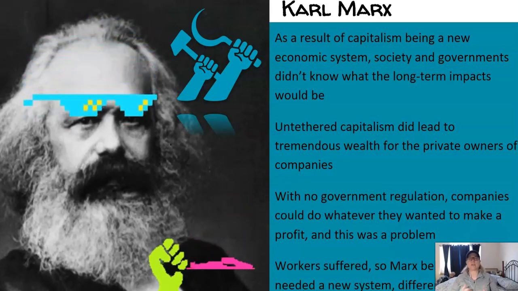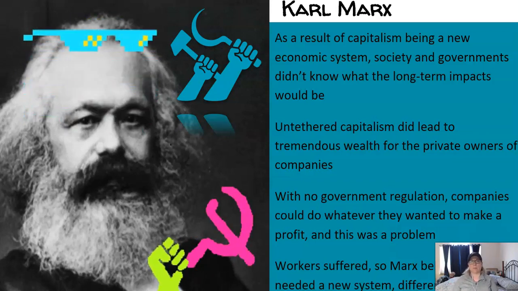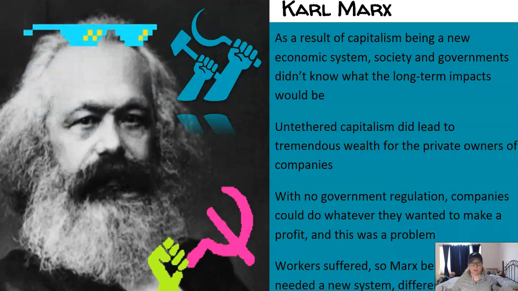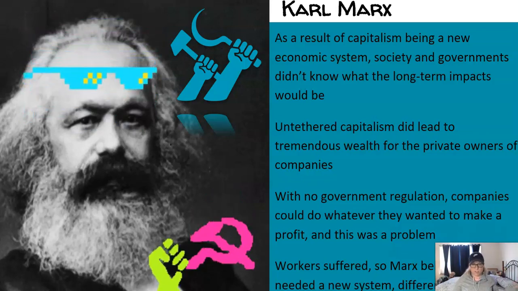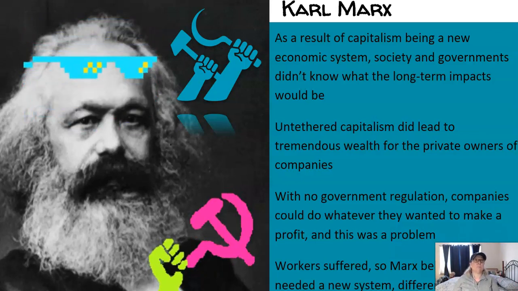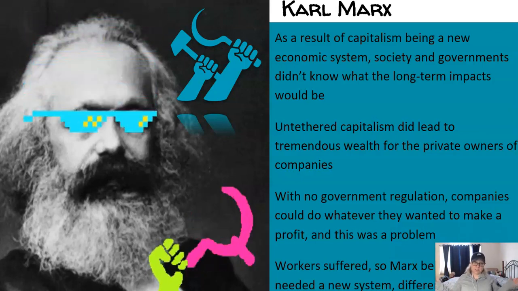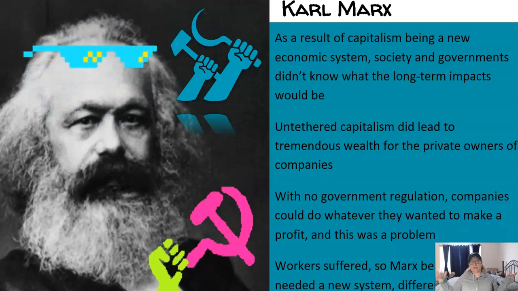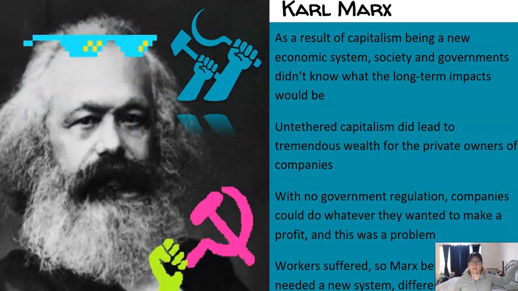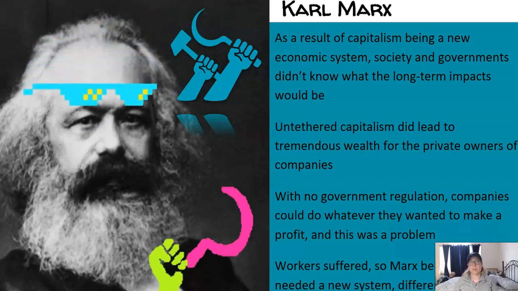So after the Industrial Revolution goes on for a while, and we have what's called untethered capitalism, which means there is no government involvement whatsoever. Companies can do whatever they want to do in order to make a profit. If that means you're only going to pay people 10 cents an hour to work, then so be it, right? Because if someone's like, well, I don't want to work for 10 cents an hour, the factory's like, fine, you're fired. There are 1,000 other people waiting for your job.